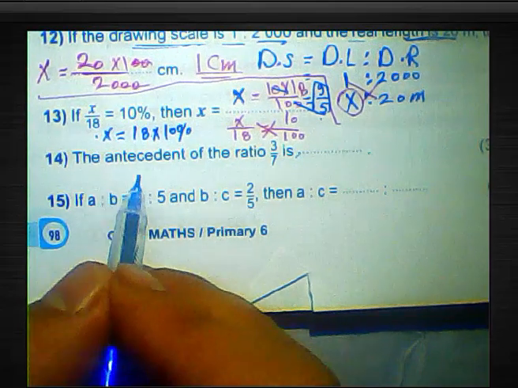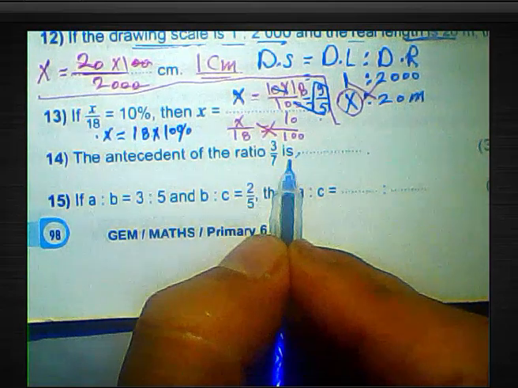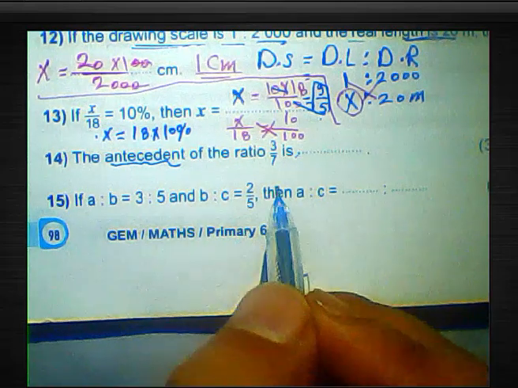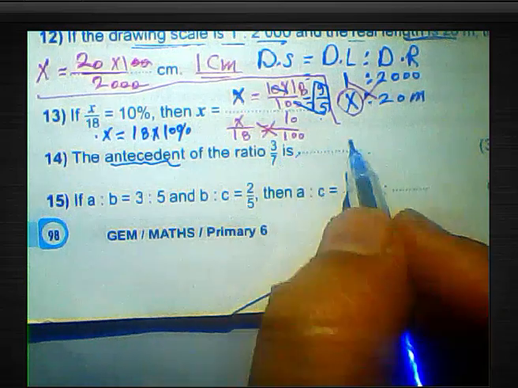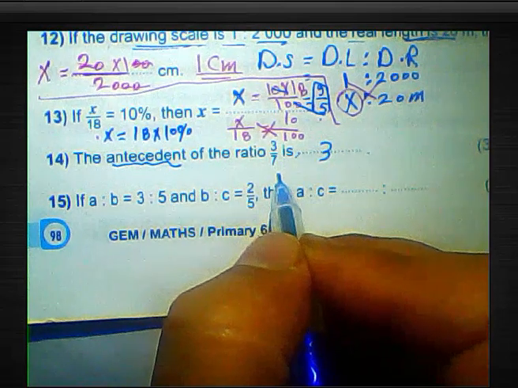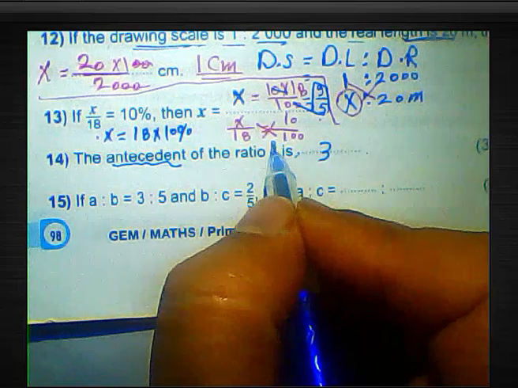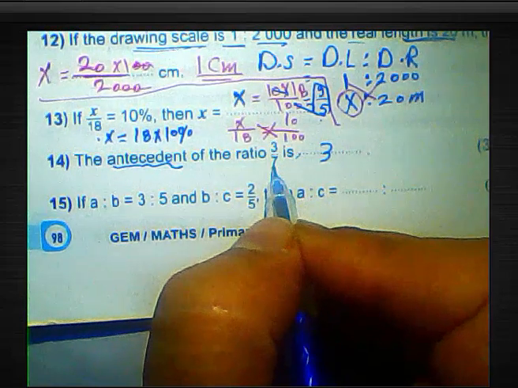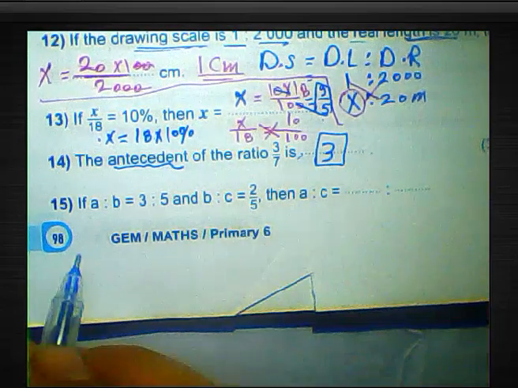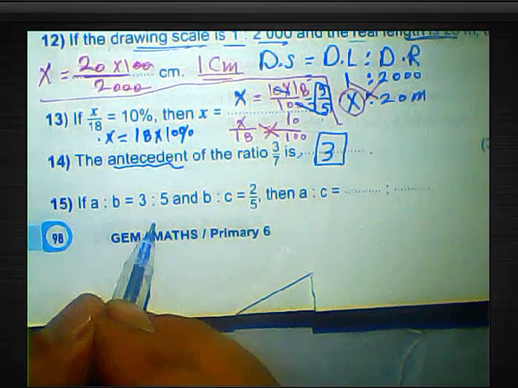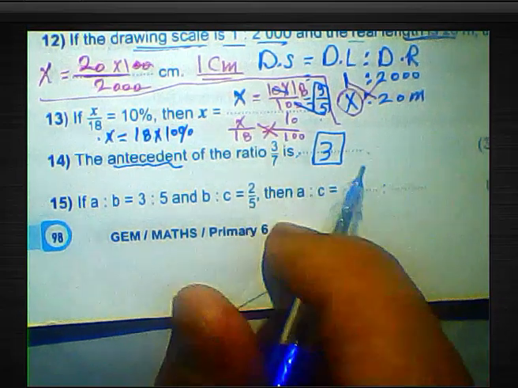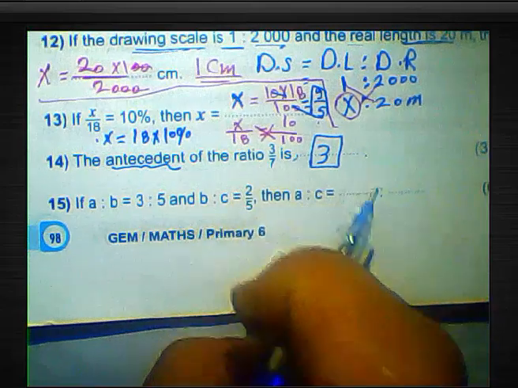Question 14. The antecedent of the ratio 3 over 7 is what? We want to find the antecedent. The antecedent here was 3, and 7 is the consequent. So antecedent over consequent equals 3 over 7. He asked about the antecedent of the ratio 3 over 7. It will be 3. If a to b equals 3 to 5 and b to c equals 2 over 5, then a to c: he wants to find the ratio between a and c.